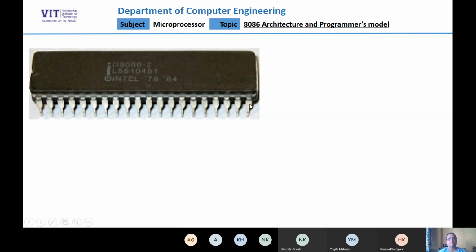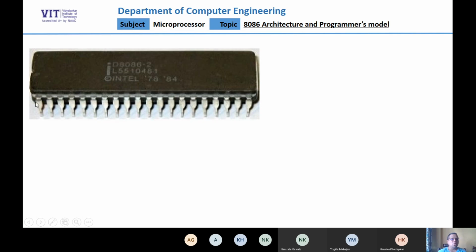Here you will find this is pin number 20. After pin number 20, pin number 21 is the pin on the right side of this notch. So this pin is called pin number 21, and the last pin, which will be present over here, is known as pin number 40.